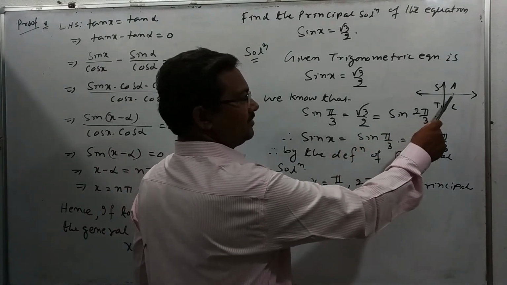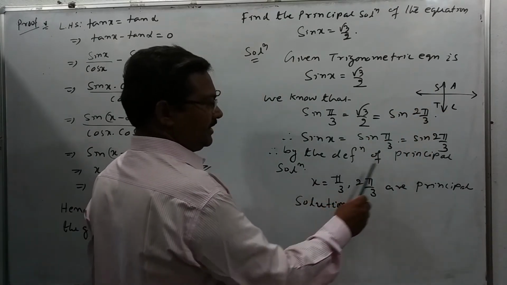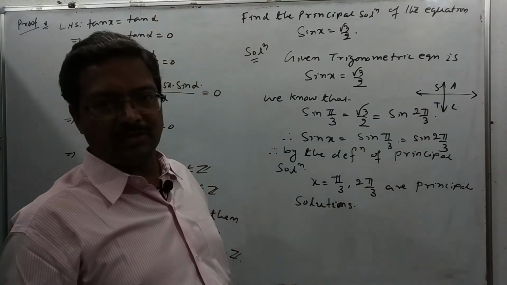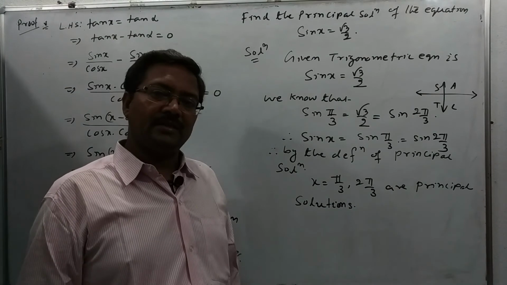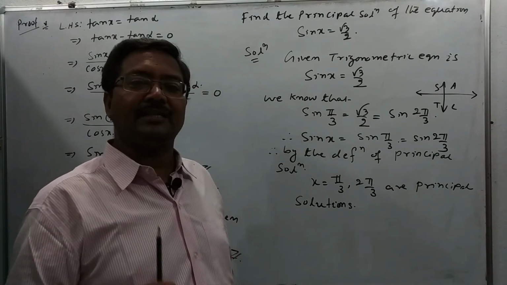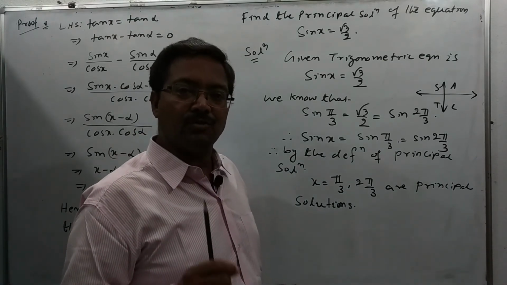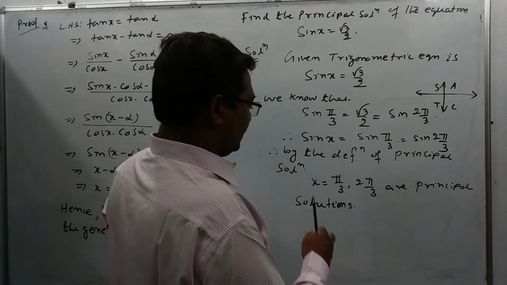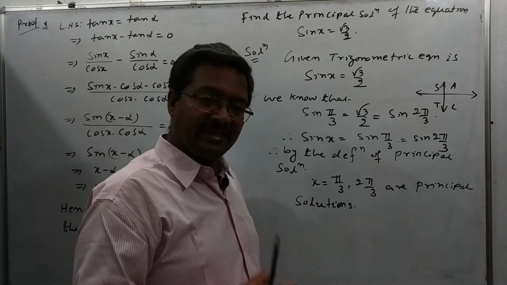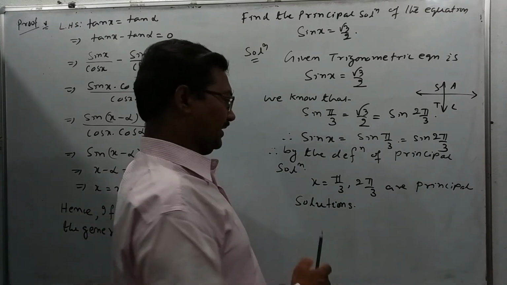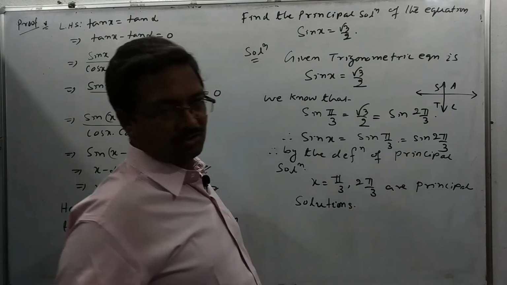My sin is positive in the first quadrant, and sin is positive in the second quadrant. By the definition of principal solutions, the solutions of the equation are restricted to the interval 0 to 2 pi. So pi by 3 and 2 pi by 3 are in the closed interval 0 to 2 pi. Therefore x equal to pi by 3 and 2 pi by 3 are principal solutions.